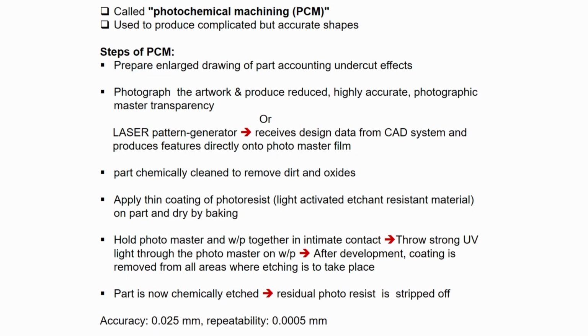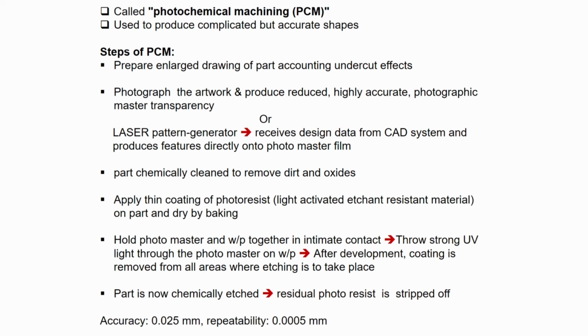Nowadays computers are used, and a CAD model is used. The system takes the CAD model in and produces the features directly onto the photo master film. In earlier days, one artist generally made this bigger size, then it was reduced and made on a photoresist or photo master film.